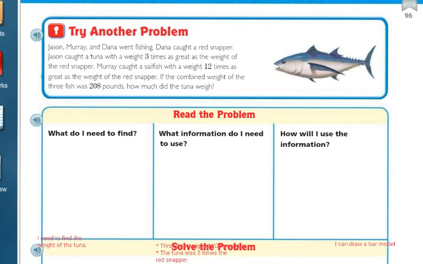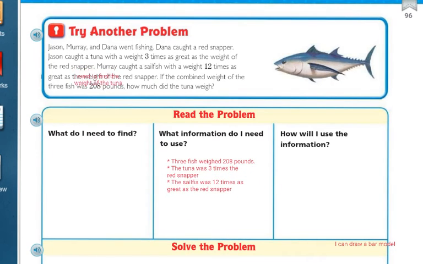So what do I need to find out? Well, I need to find out the weight of the tuna, right? What information am I going to use? Here we go. I'm going to use the 3 fish, right? The weight of the 3 fish was 208 pounds. I'm going to use that the tuna was 3 times as great as the red snapper, and I'm going to use that the sailfish was 12 times as great as the red snapper. And how am I going to use that information?